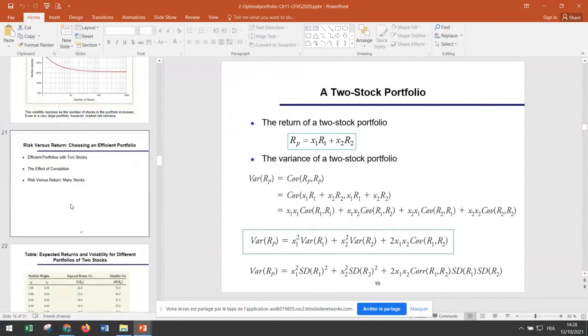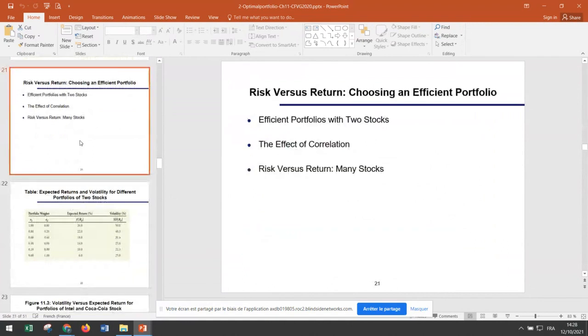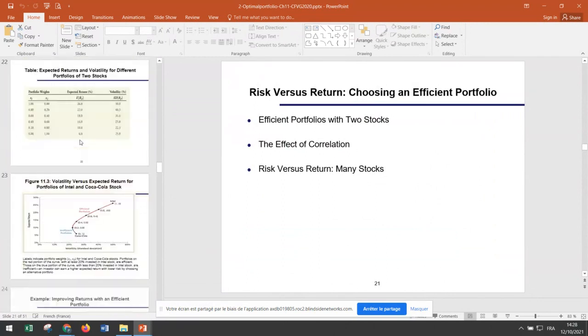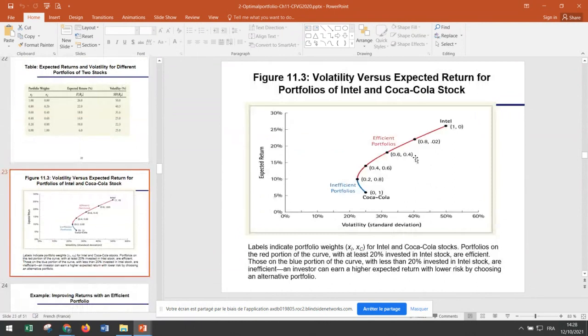The second part is about the definition of how to choose the efficient portfolio. What is the efficient portfolio? The efficient portfolio is a portfolio where you can maximize your return at a given level of volatility.